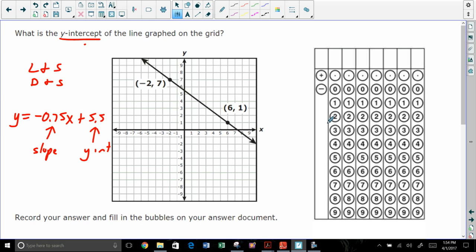Now here, since I do have a decimal, I can put my decimal wherever I want. I always like to go to the very edge, so this is my decimal point right there. I have to make sure I bubble in that decimal, and then I'm going to wrap my 5s around it. So my answer for my y-intercept is 5.5. That is the correct answer, 5.5.